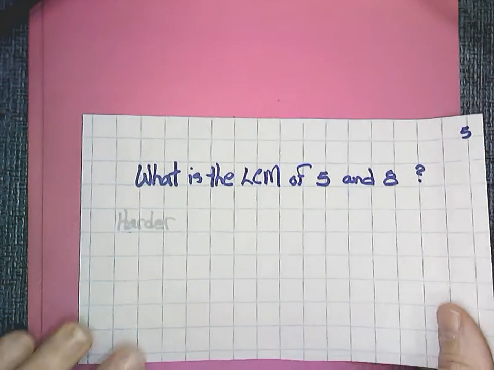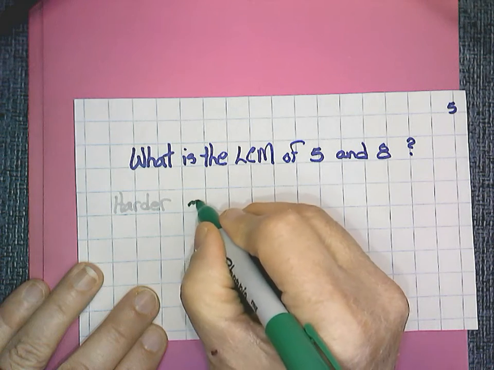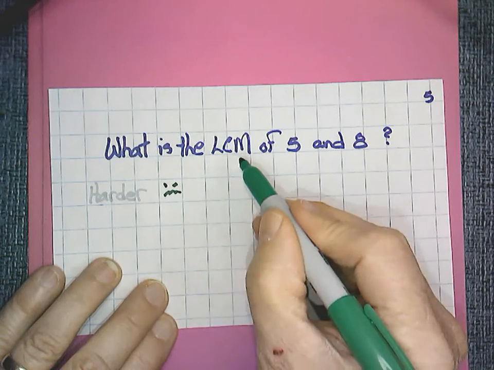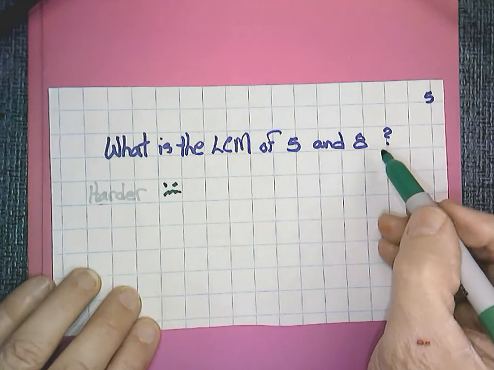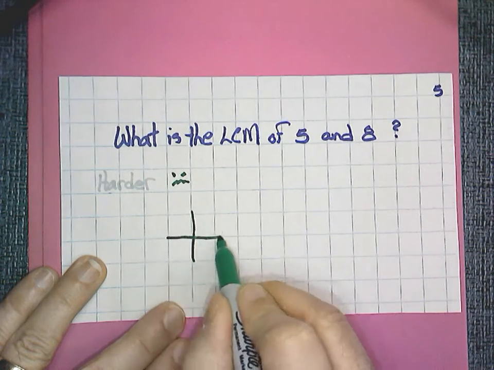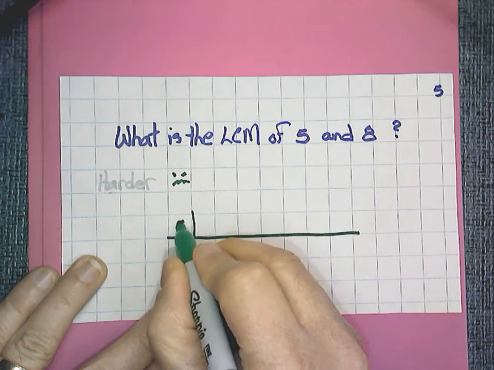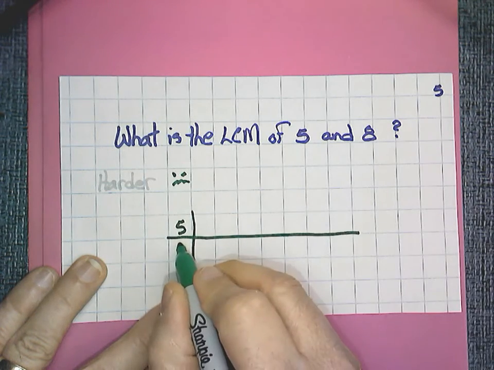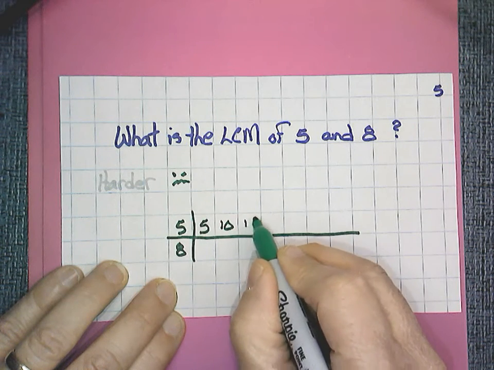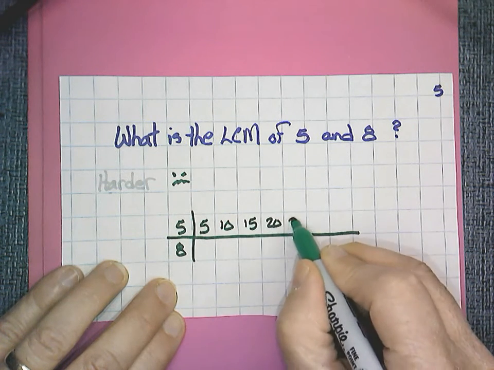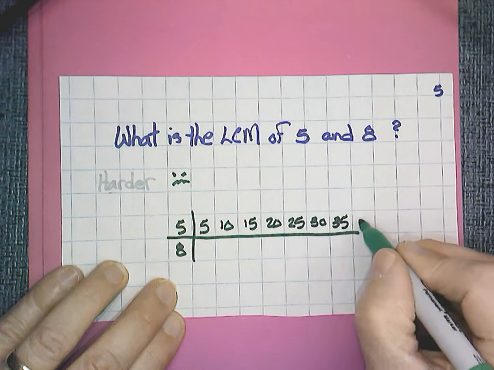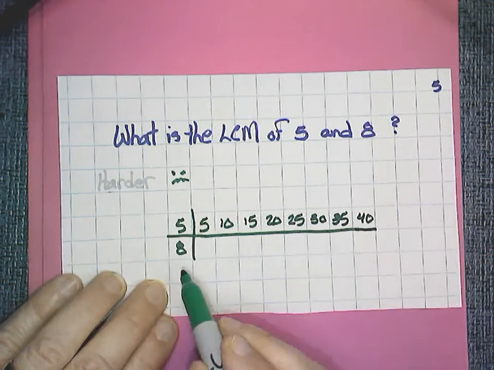A little bit harder. So I guess this is, right? What is the least common multiple of 5 and 8? So first step, you remember? Make a T-chart. And we write 5, 8. Well, 5s are easy, right? 5, 10, 20, 25, 30, 40. And multiples of 8.